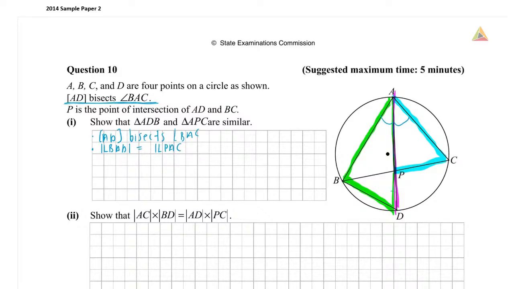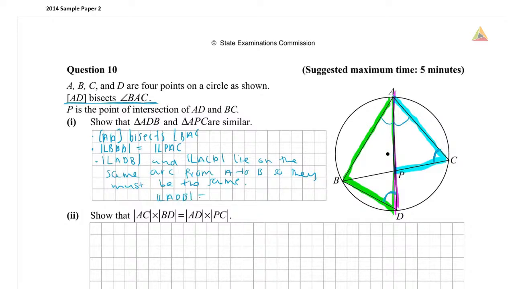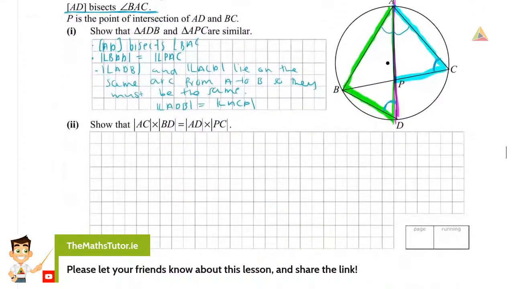Now also this angle here and this angle here, they lie on the same arc from A to B. So because of that, they must be the same as well. So we'll just write that out properly. So the angle ADB and the angle ACP lie on the same arc from A to B. So they must be the same. So because of that, the angle ADB equals the angle ACP. So both of those should cover you there for showing that the triangle ADB and APC are similar.